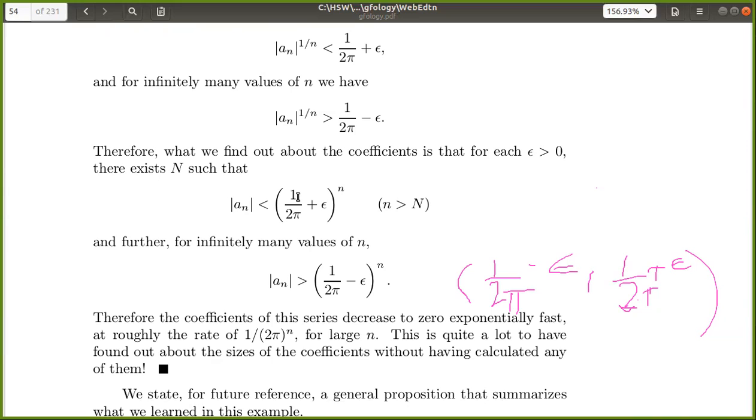But so far, do you really know what your a n is? No. All you know is that for sufficiently large n, a n converges to something in this particular bracket, but we do not know what this value is. Still, we know that the a n's are decaying exponentially to the value zero.